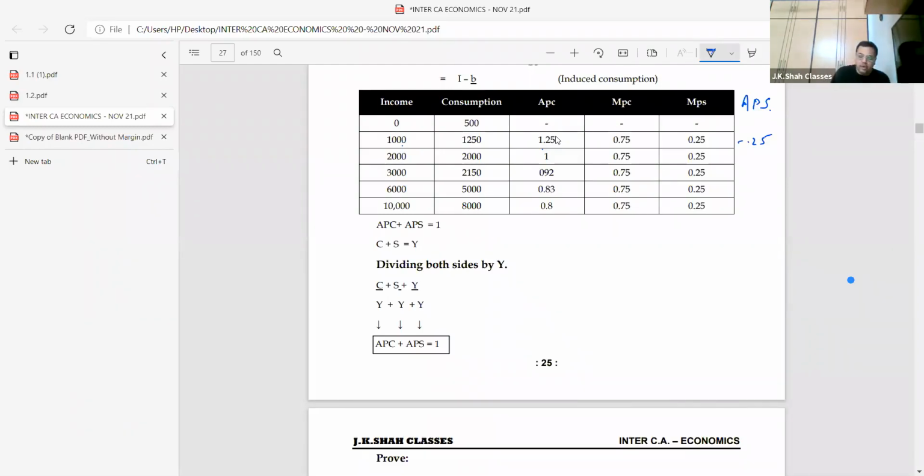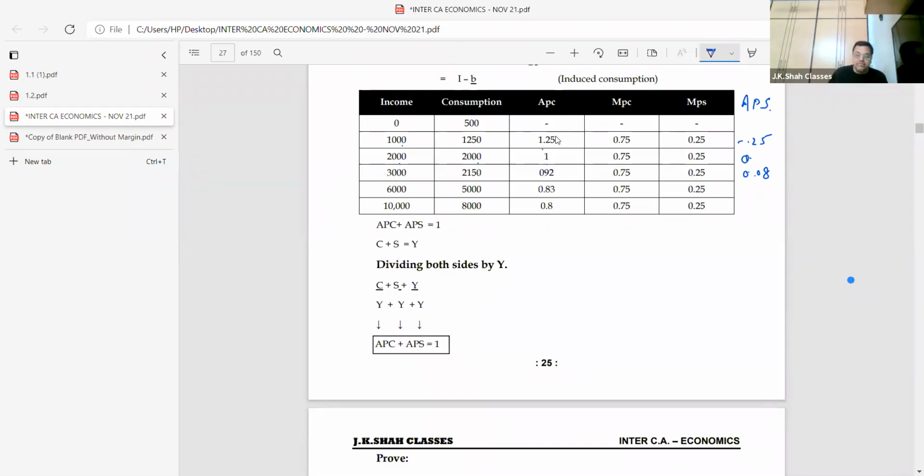Let's go ahead. 2000 you earn, 2000 you spend. So C upon Y is 1, so this is 1, this is 0. Right, now the point is clear, beta. Now look here. Income is 3000, consumption is 2150. So 2150 divided by 3000, I get 0.92. If this is 0.92, student, this should become 0.08. Agreed? Understanding? Let's look ahead, beta.